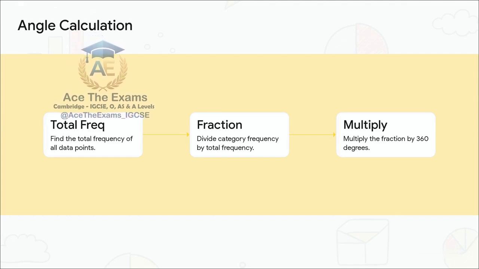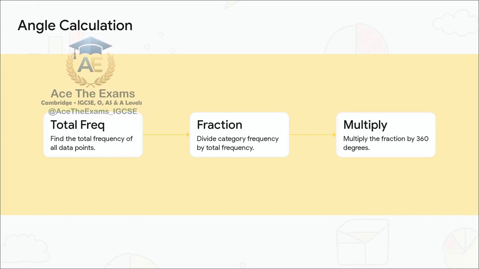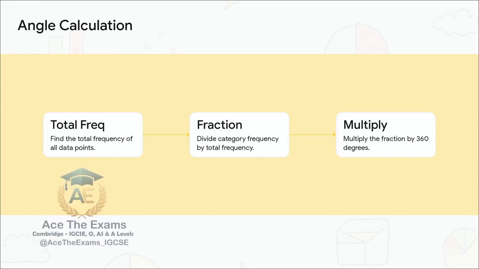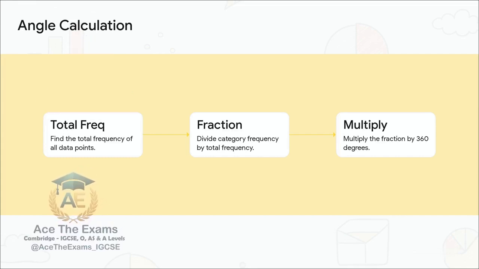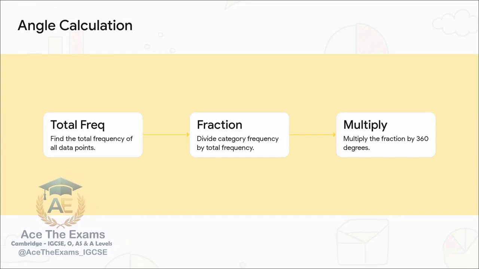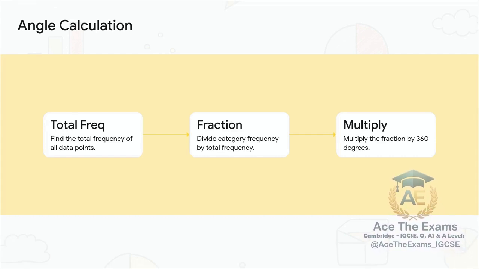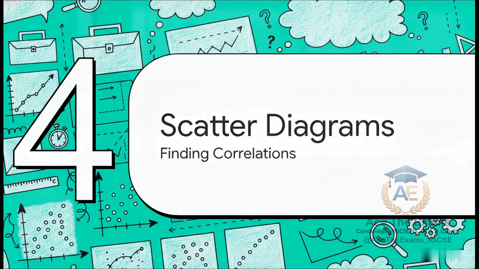Let's say 80 out of our 240 kids chose Spain. That's 80 over 240, which simplifies beautifully to 1/3. 1/3 of 360 degrees is exactly 120 degrees. So you grab your protractor, you measure exactly 120 degrees, and boom, you've secured your method marks and your accuracy marks. This is how you systematically dismantle a pie chart question. Let's keep the momentum going.